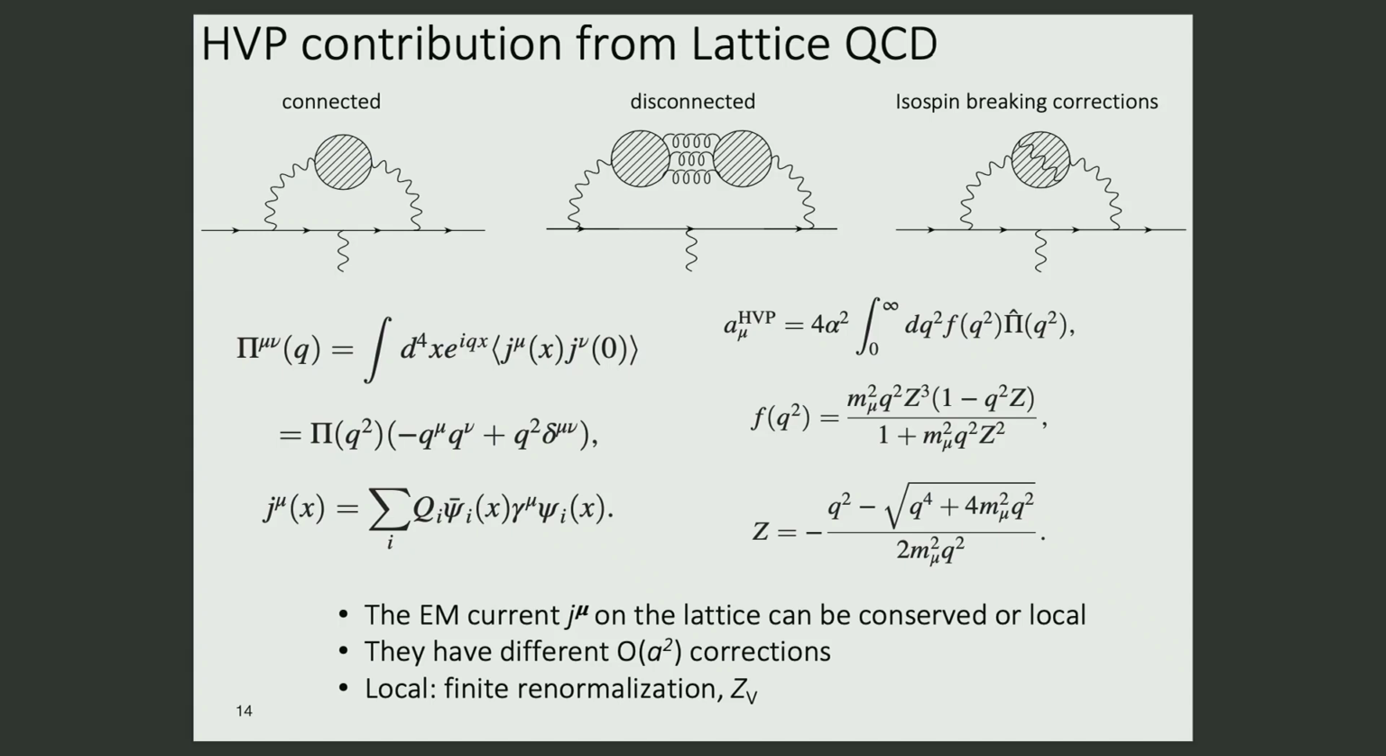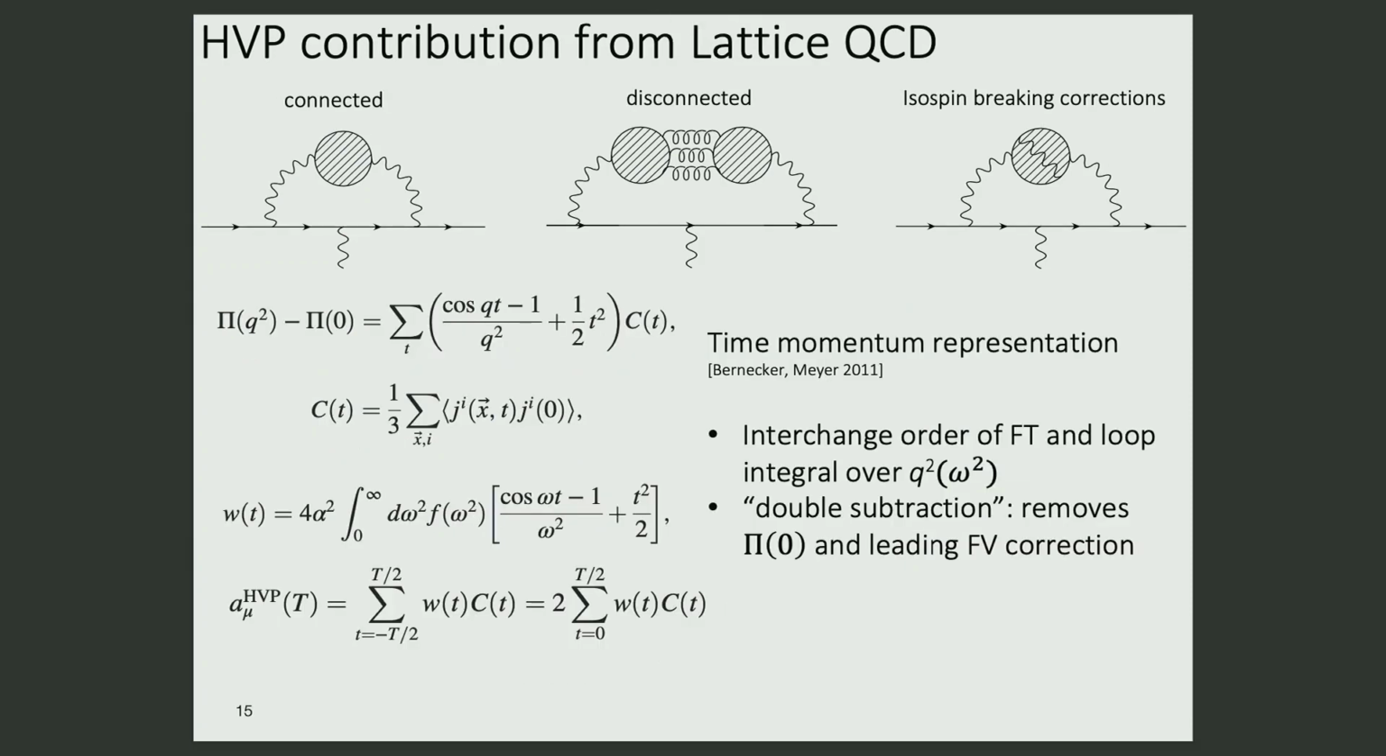There are various ways to put this current on the lattice, a so-called local current, where it's defined at one site, or a conserved current, where it's defined over neighboring sites. They have different lattice spacing corrections, but in the continuum limit, they have to give the same answer. Okay, that's the way we did the calculation originally.